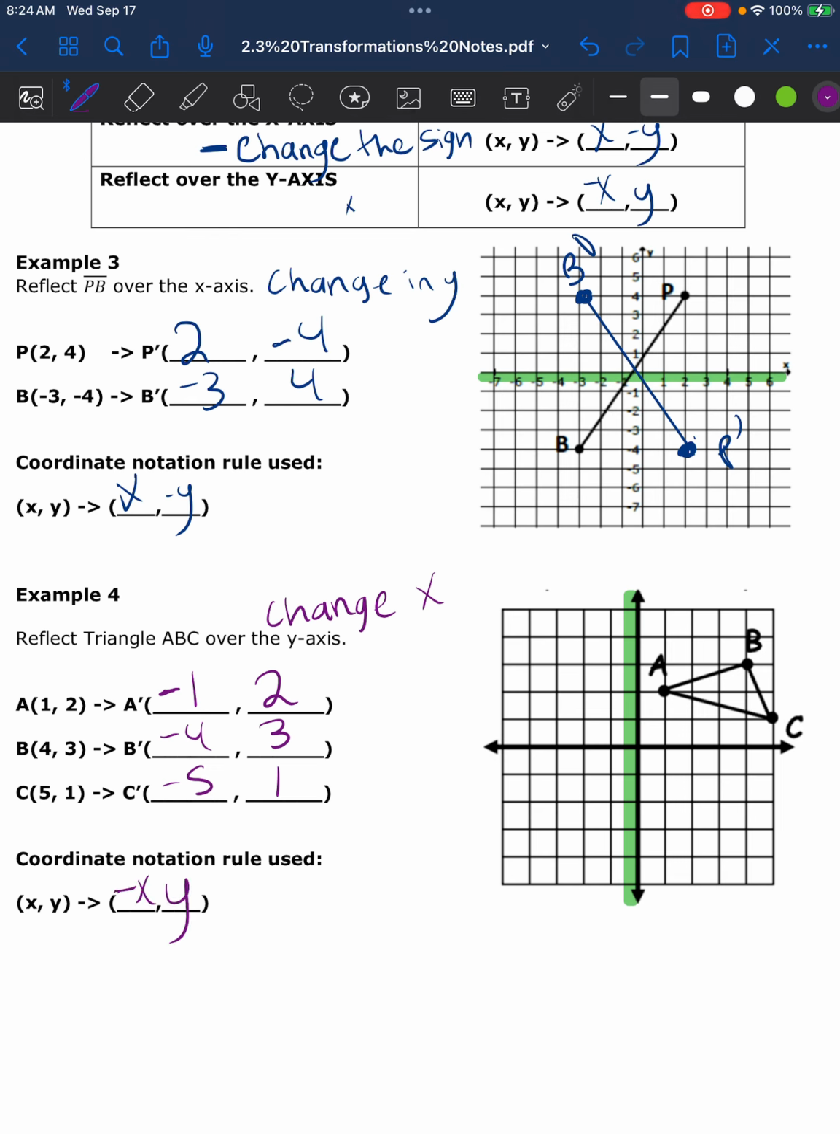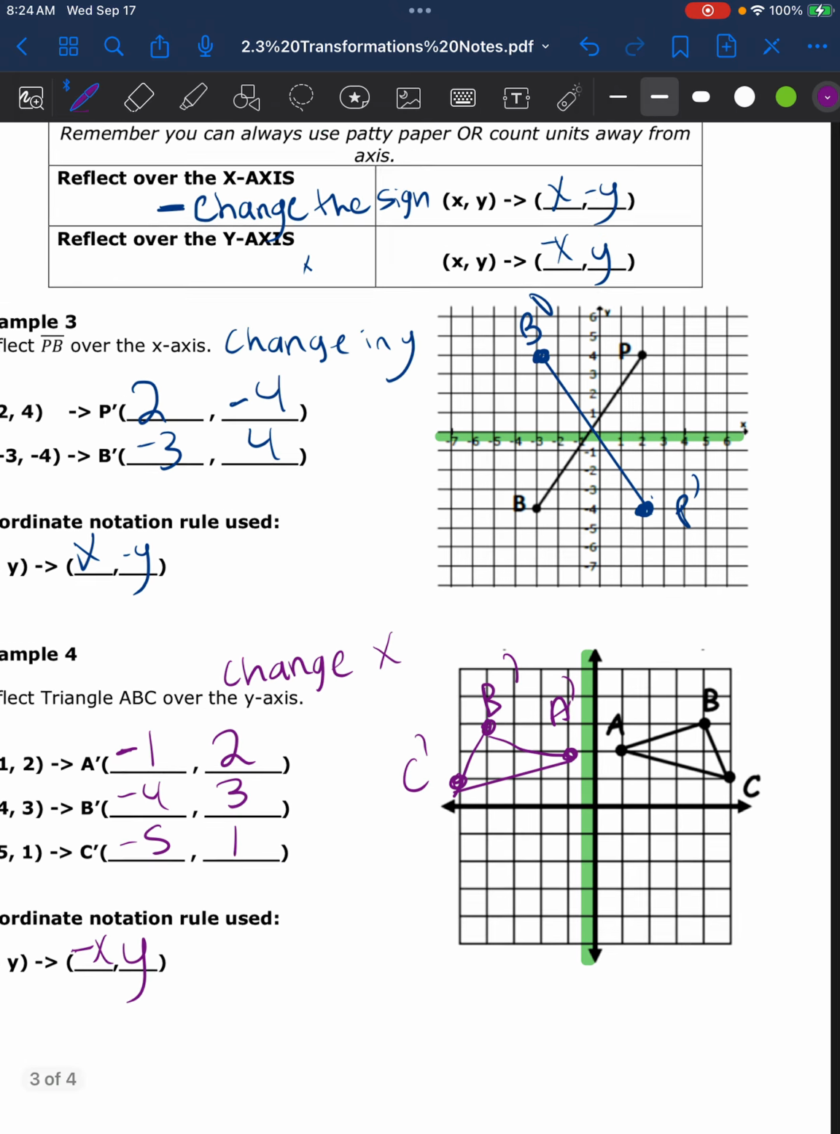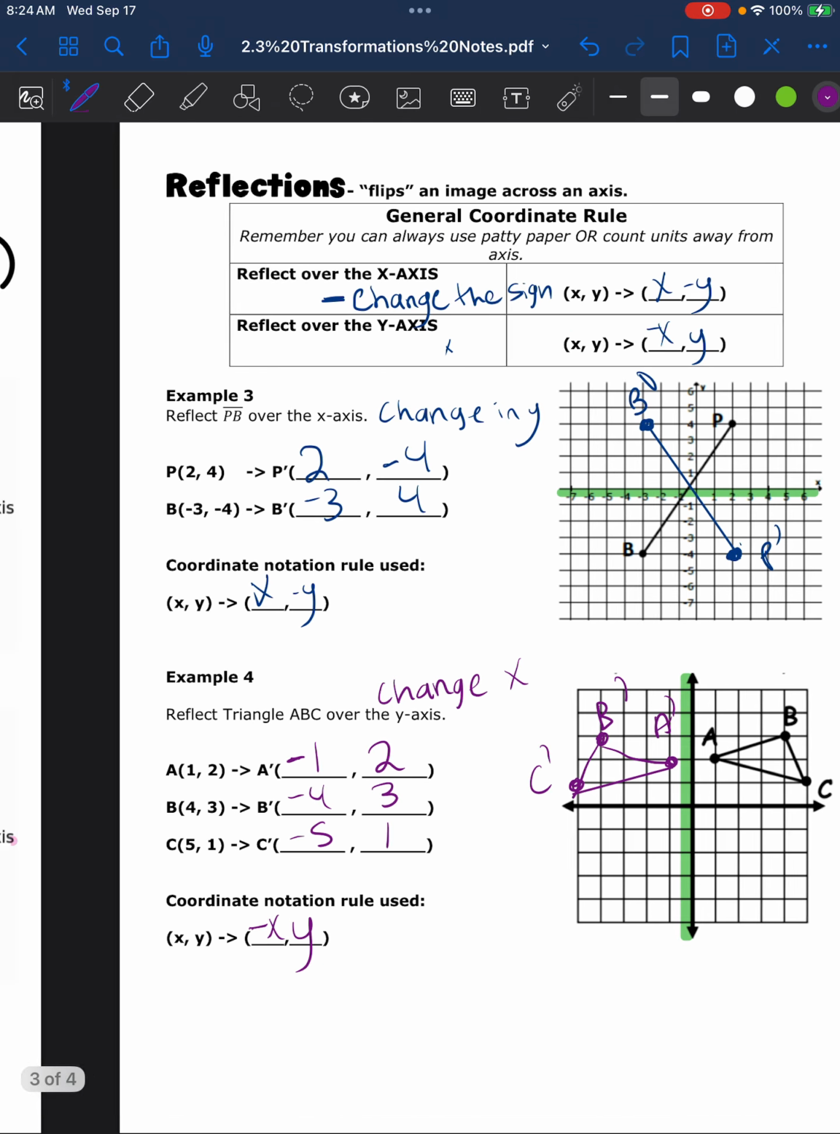And then I just plot my points. So negative 1, 2 is A prime. B' is negative 4, 3. And then negative 5, 1. And then make sure you draw your picture, because that's how you know you did it correctly. And that's it.